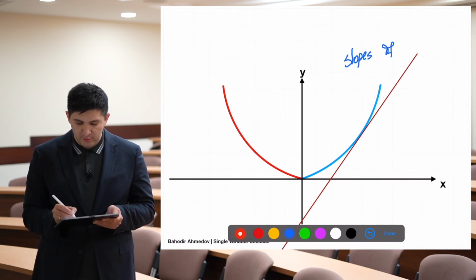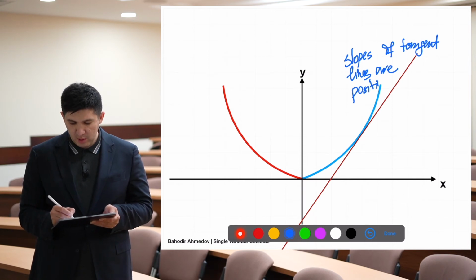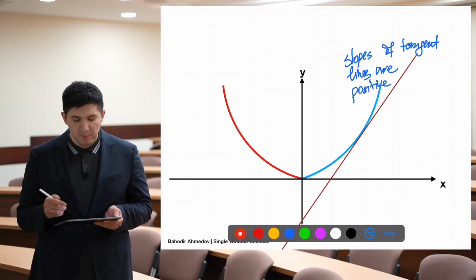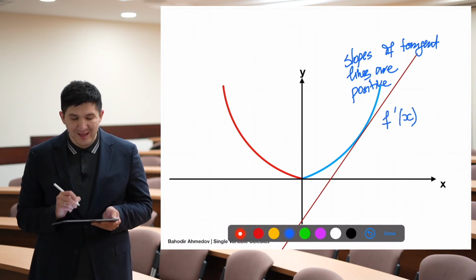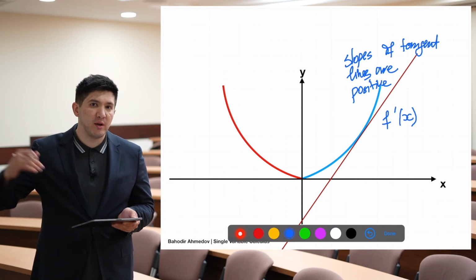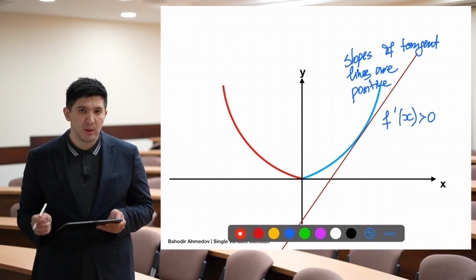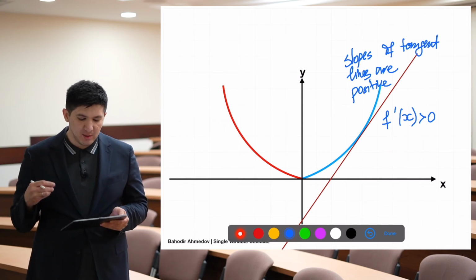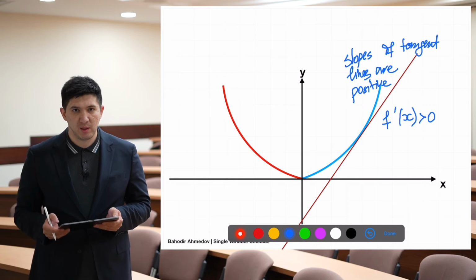Slope of tangent lines are positive if the function is increasing, right? It means that the derivative of the function at any point where the function is increasing is positive. Okay, so this will be some insights into how we can identify increasing regions.